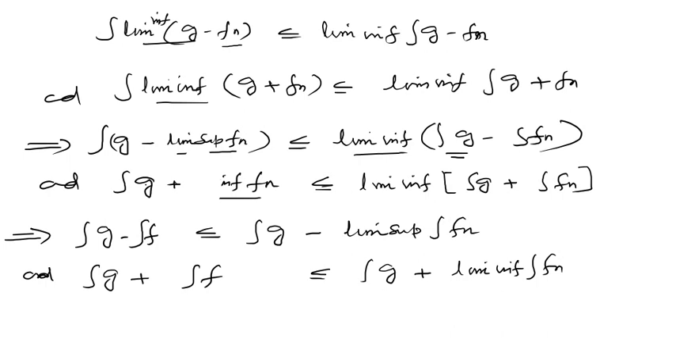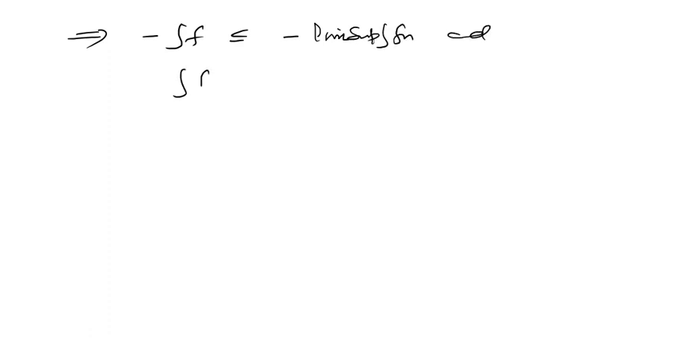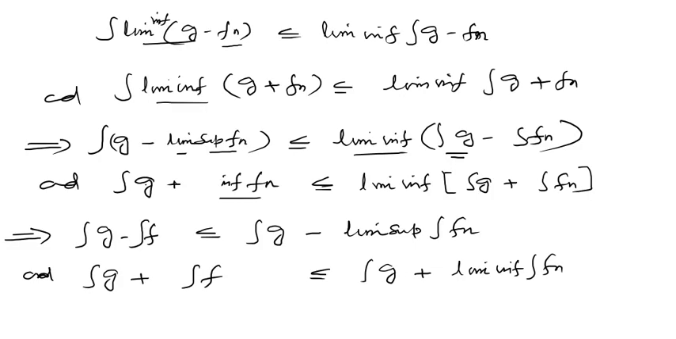Then you can multiply throughout by minus 1, and you will see that this gives, or you write this step, the integral of f is less than or equal to minus times the limit superior of the integral of fn, and second, the integral of f is less than or equal to the limit inferior of the integral of fn, and that you can see. Let's see this page. The integral of g and the integral of g, they will cancel.